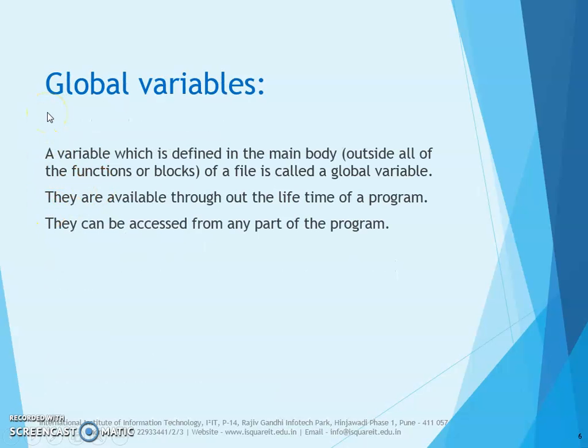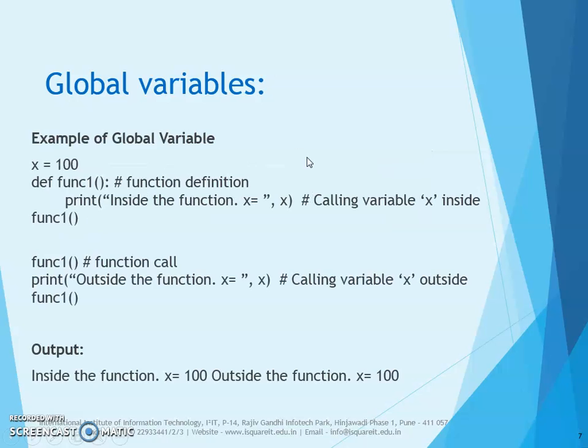Now what is a global variable? A global variable is a variable that is defined in the main body, that is, outside all the functions. In the main program, if you define that variable, then it is called a global variable. So they are available throughout the life of the program. Throughout the program, we can use those variables. They can be accessed from any part of the program. That is, we can access them inside a function and outside the function, as those variables are written as global or in the main body. So we'll see an example of a global variable.